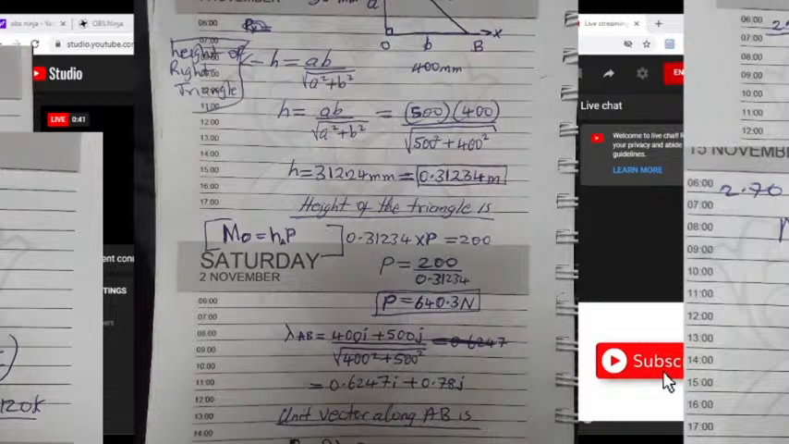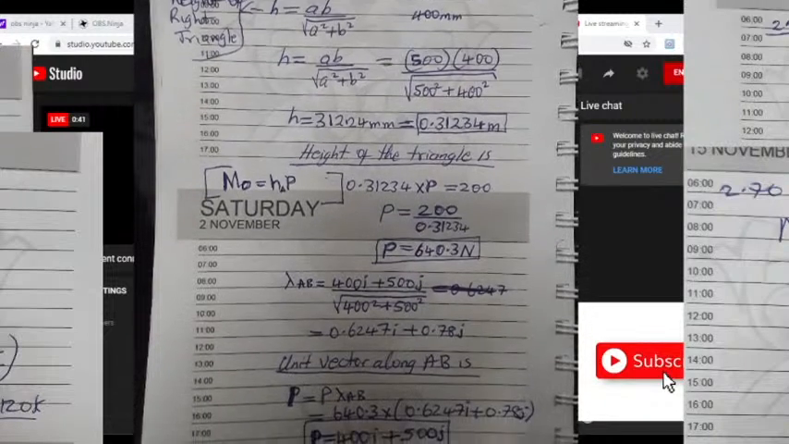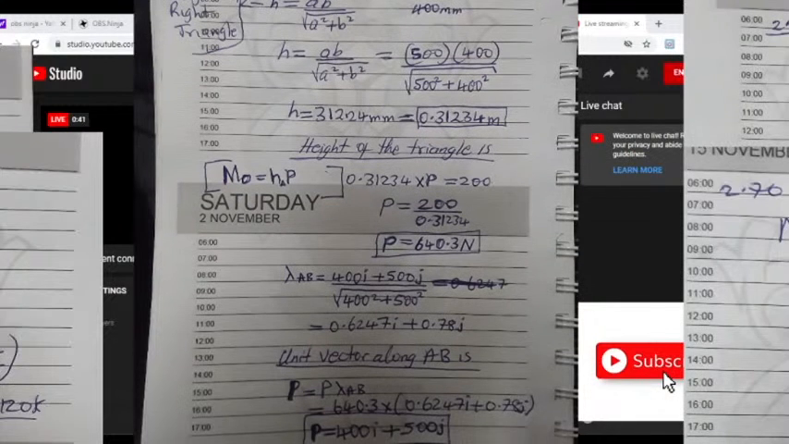That's why here I said 0.31234 times p equals 200. This 200 is the one that we were given in our problem. Therefore, there it is. We found p.